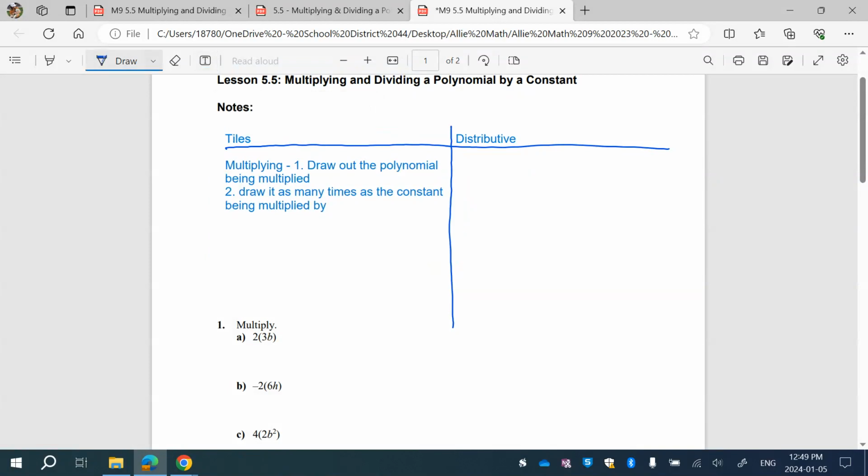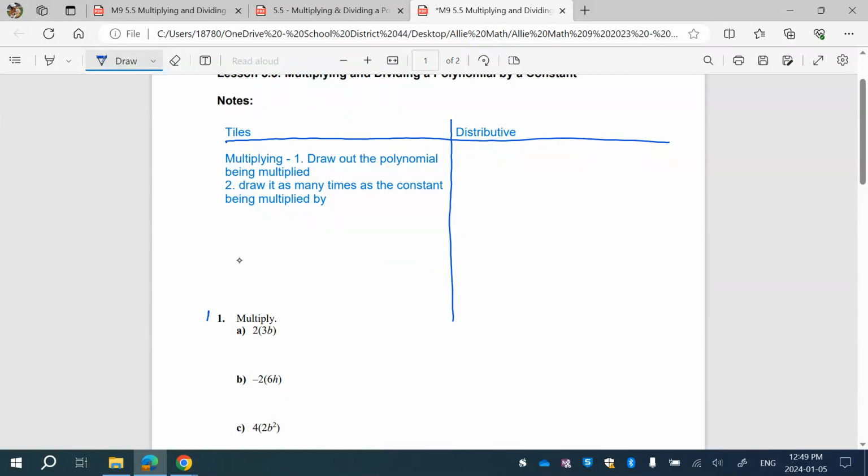So let me demonstrate right here. So at number 1A, draw the polynomial being multiplied. So 3b. So we got our long algebra tiles because they're b's. And we're going to draw it as many times as a constant. So the constant is 2, so we're going to draw it out twice. And to get our final answer, you just need to count up all of the algebra tiles. Looks like we have 6 b's. So 6b is our answer.